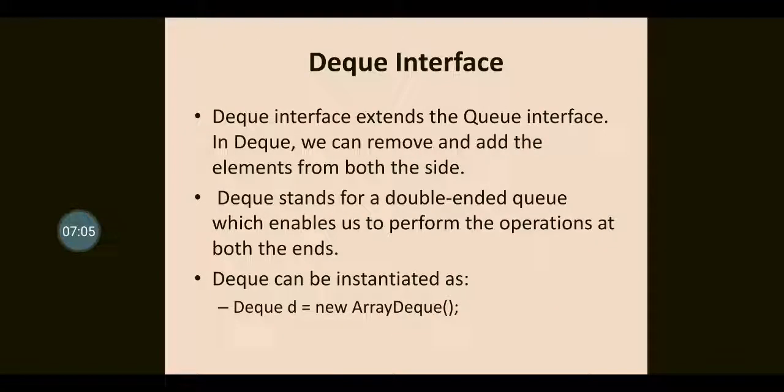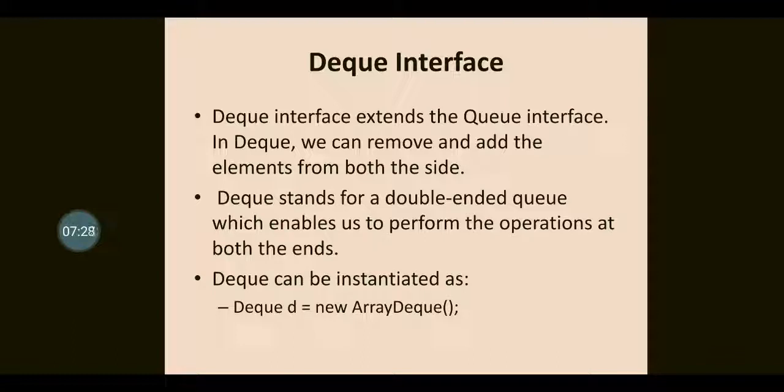So the next one is the DQ interface, that is double-ended queue. It extends the queue interface. We can remove and we can add the elements from both the sides. DQ stands for double-ended queue, so that we can perform the operation at both the ends.